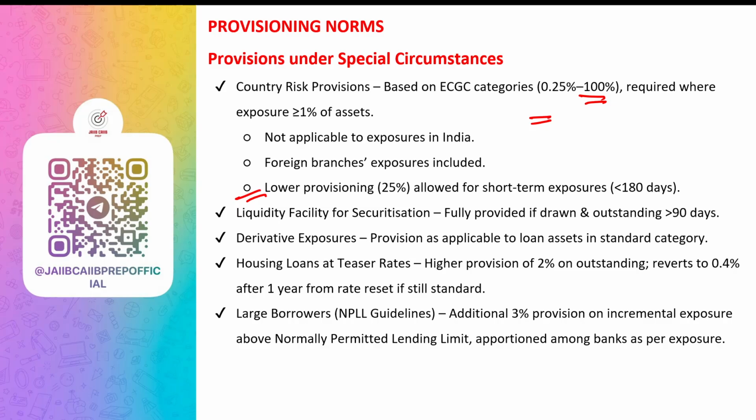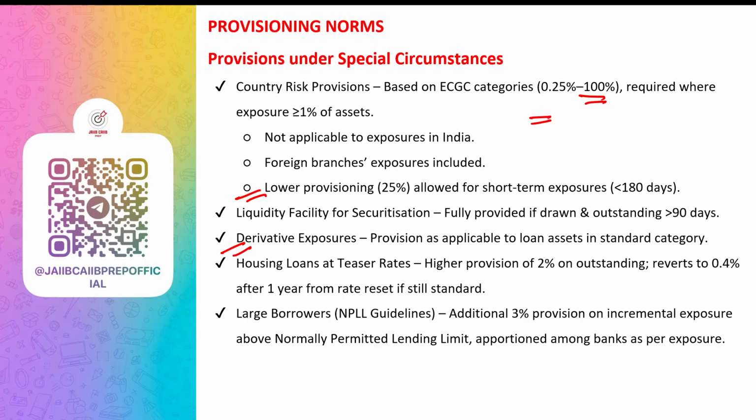Liquidity facility for securitization transactions. If a bank provides liquidity support for securitization deals and the amount is outstanding for more than 90 days, then it should be fully provided for. Derivative exposure. Credit exposure from derivative transactions like interest rate swaps, credit default swaps, gold contracts, also attracts provisions. And the provision should be the same as for the standard asset of the counterparty.